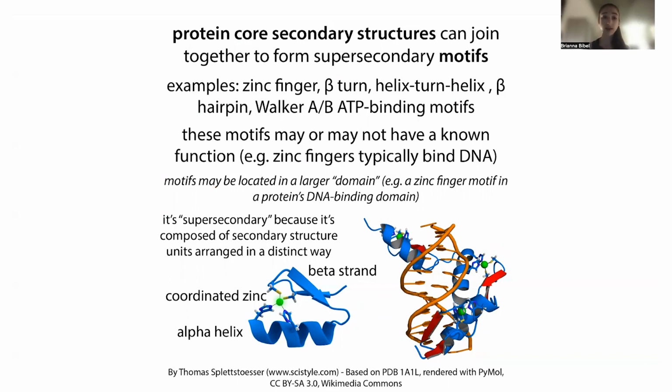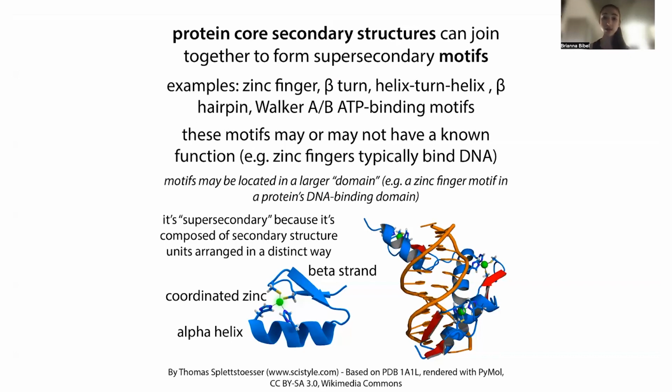Another thing is that they can be part of a larger domain. A domain is kind of like a room in your house, and then the motif would be like a piece of furniture in that room. We'll talk more about that later. For example, you might have a zinc finger motif in a protein's DNA binding domain. In fact, zinc fingers are a key way that allows proteins to bind to different DNA, and because multiple proteins need to bind to DNA, you'll find the zinc finger in multiple different proteins.